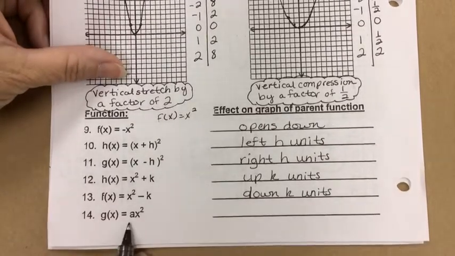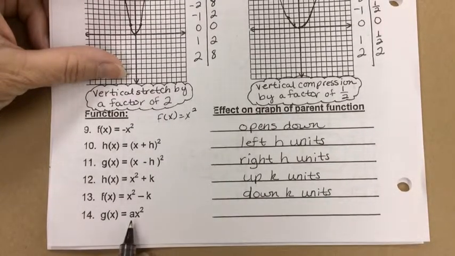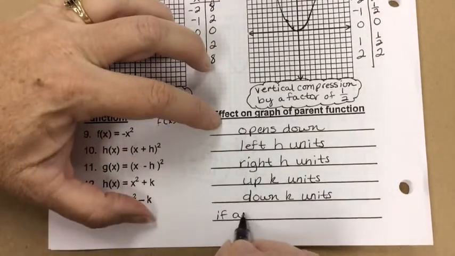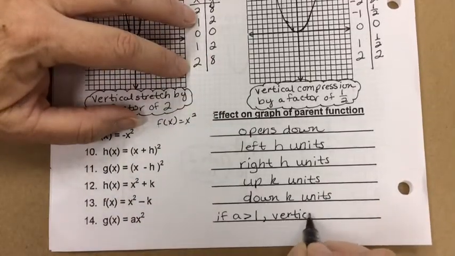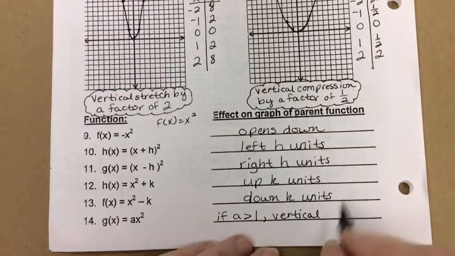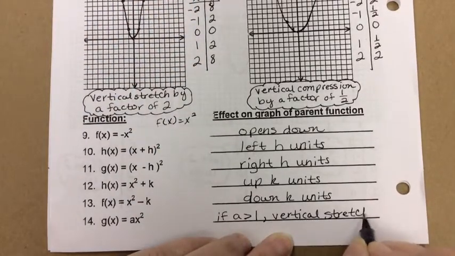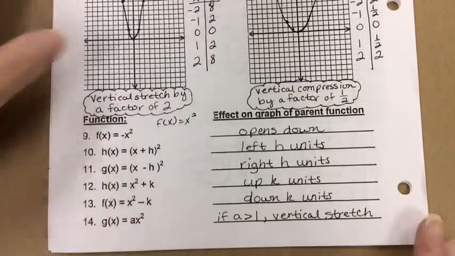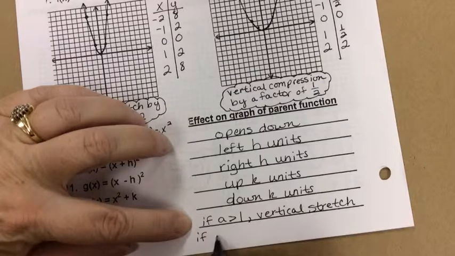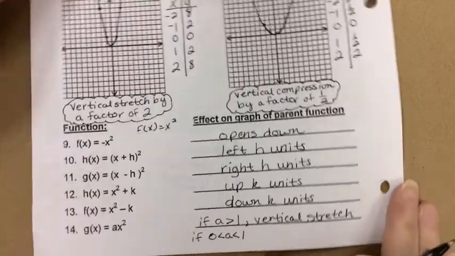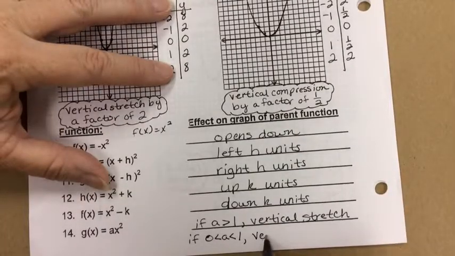When we stuck a number in front of the x squared, if that number is bigger than 1, so if a is greater than 1, it will make a vertical stretch. It will stretch it out like Play-Doh. If that number is between 0 and 1, in other words, if it's a fraction like this one, then that means it's going to squish it down. So if 0 is less than a is less than 1, that means a is between 0 and 1, that's going to be a vertical compression.